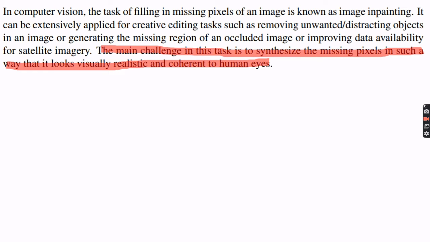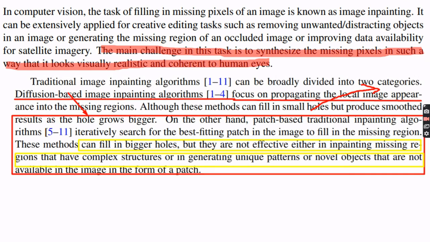In the computer vision task of filling in missing pixels, inpainting is something which is common because there are a lot of techniques involved. In this main challenge, the task is to synthesize the missing pixels in a way that looks visually realistic and coherent to a human eye. It's basically based on perception. Probably there are pixels which have been missing. There are ways in which frequency domain priors have not worked, but yet this is one approach which gives that realistic view for a human eye.